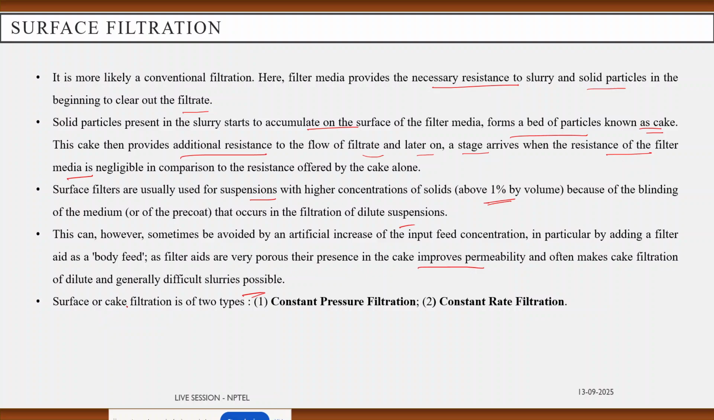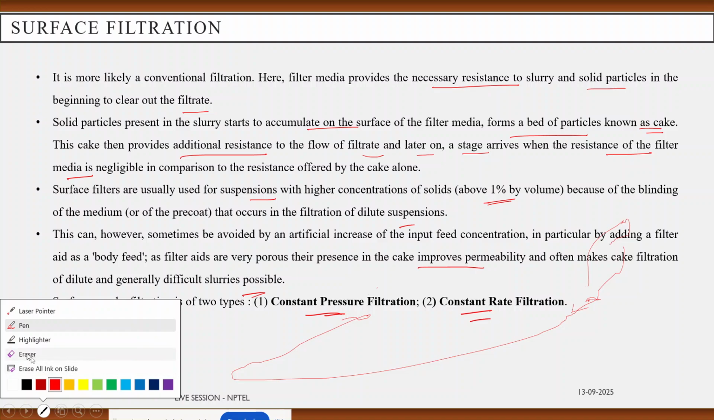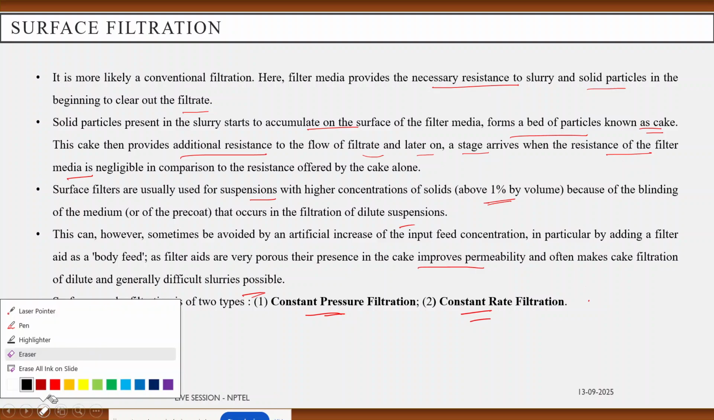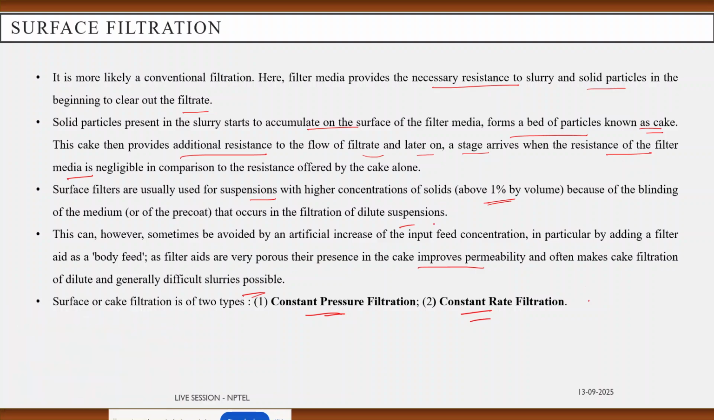So here the surface or cake filtration is generally of two types. One is constant pressure filtration and another one is constant rate filtration. These two topics are very important. We will discuss in detail the constant pressure and constant flow rate surface filtration processes. And this surface filtration is the most widely used filtration in both batch processes and continuous processes.